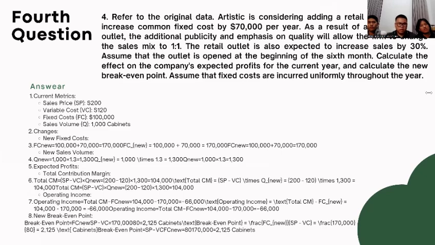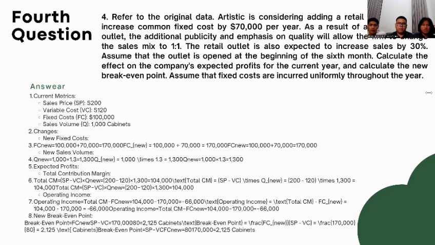So the answer is, after we analyze the case question, it comes to the current metrics, which is the sales price is $200, and the variable cost is $120. Fixed cost is $100,000, and the sales volume is 1,000 cabinets. Second is changes in new fixed cost. So the new fixed cost is 100,000 plus 70,000, so it's 170,000 fixed cost, and the new sales volume becomes 1,300.